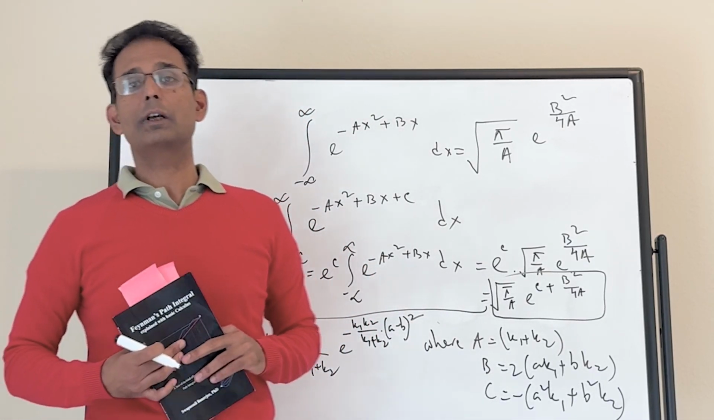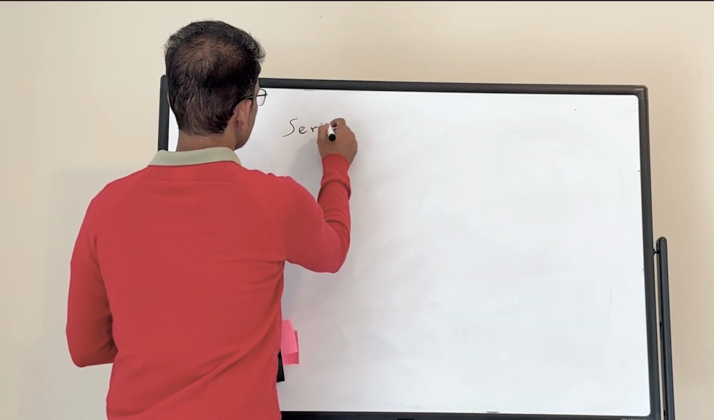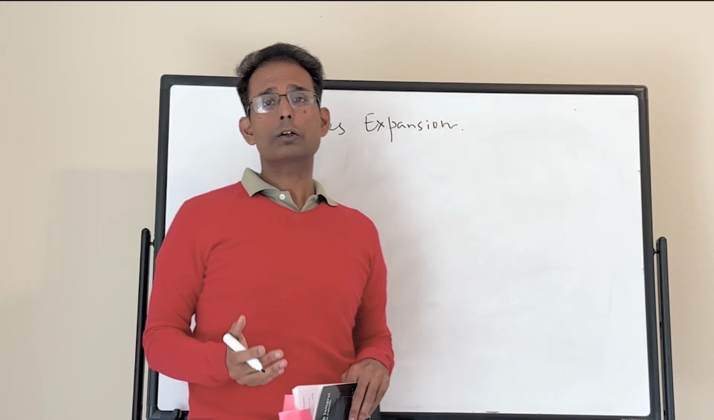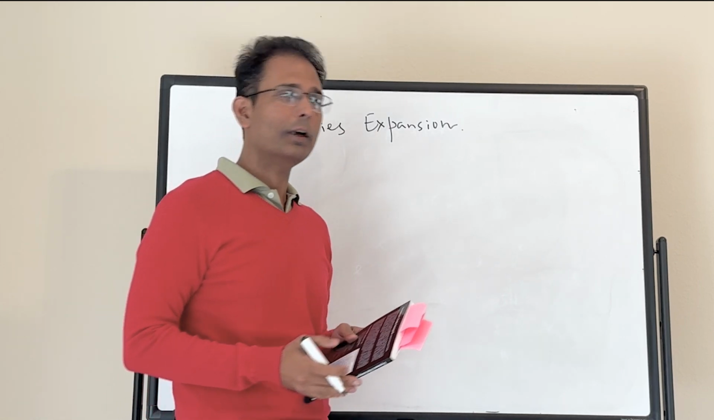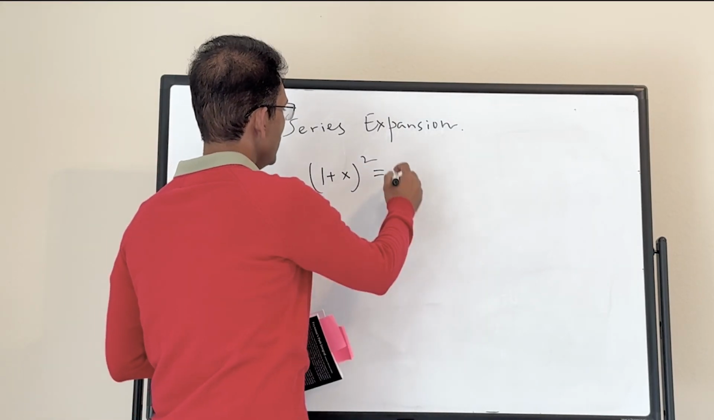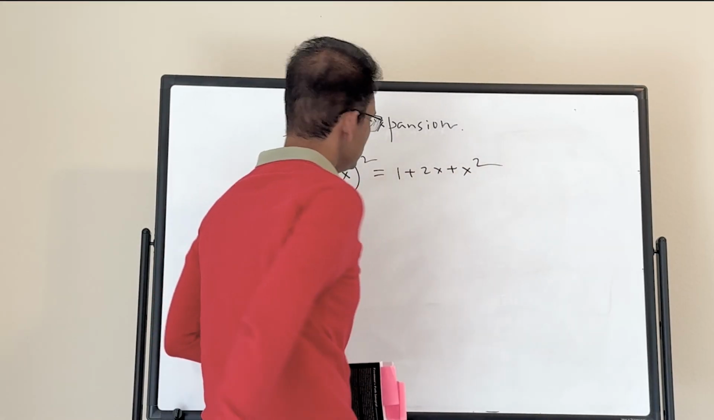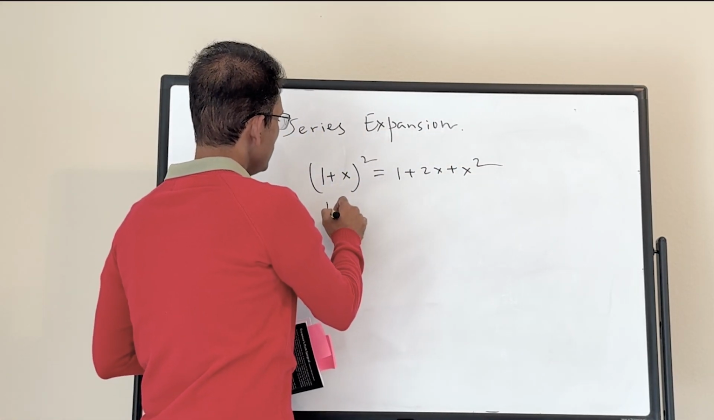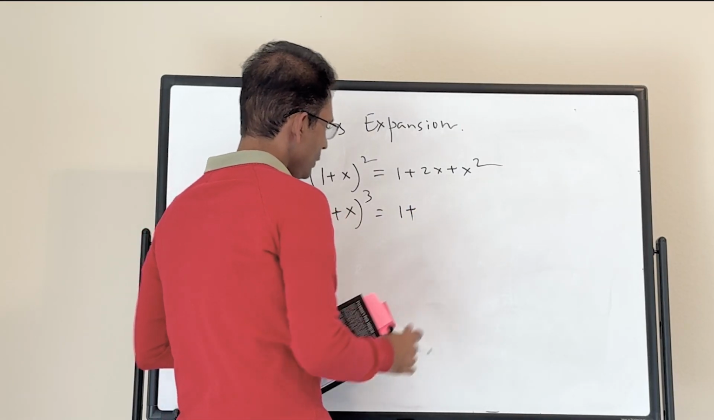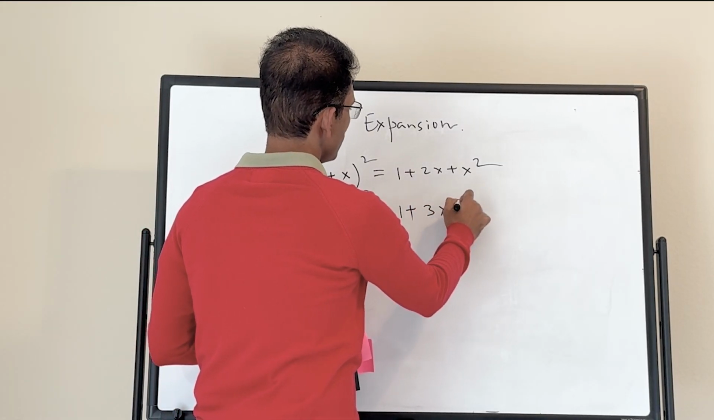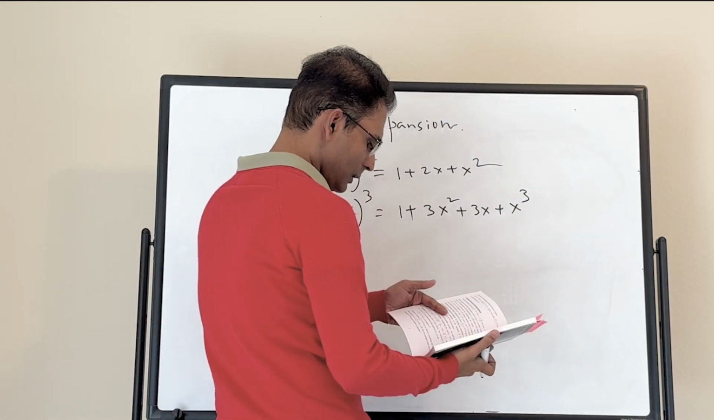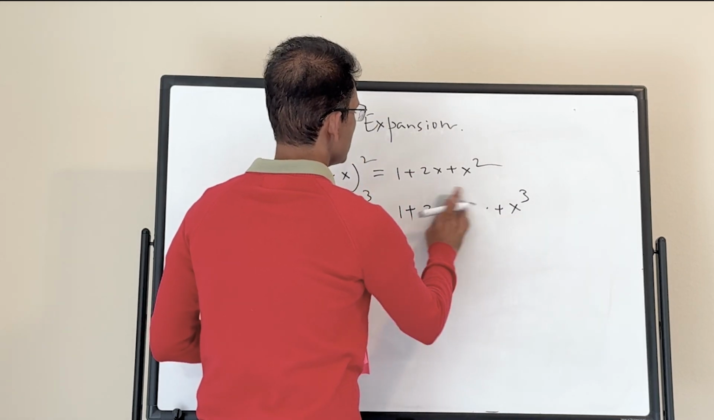So today I'm going to start with series expansion. We will start with a very simple expansion, which is called the binomial expansion, 1 plus x whole squared, which is 1 plus 2x plus x squared, right? Just the a plus b whole squared formula. What happens when you do 1 plus x whole cubed? It's like you multiply 1 plus x 3 times, right? And if you have done your algebra right, you get 1 plus 3x plus 3x squared plus x cubed.